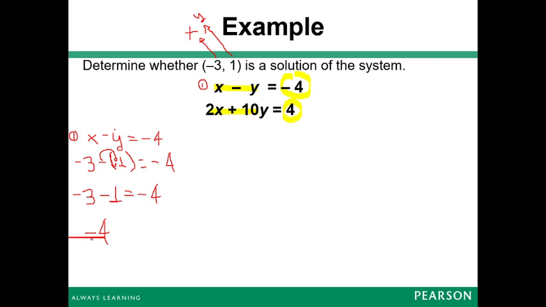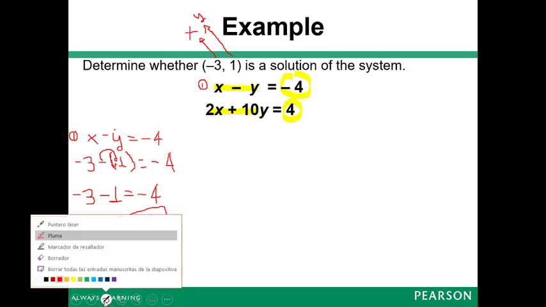Remember, equal minus 4. I don't know why this line appeared, so don't pay attention to this line. Minus 4 is equal to minus 4. So now we checked that effectively, minus 3 and 1 is a solution of the first equation.